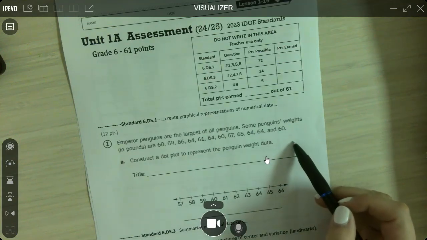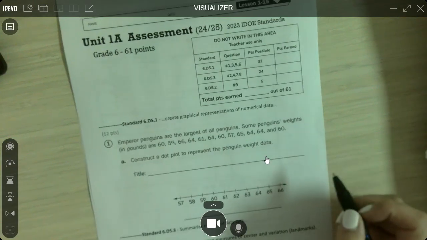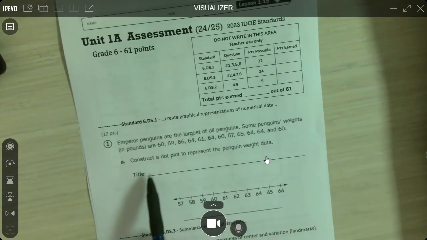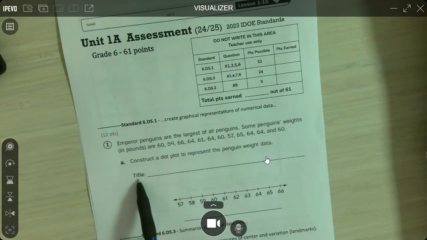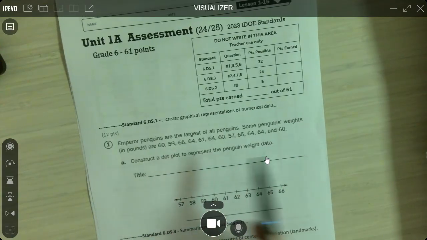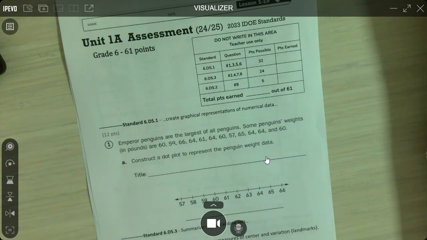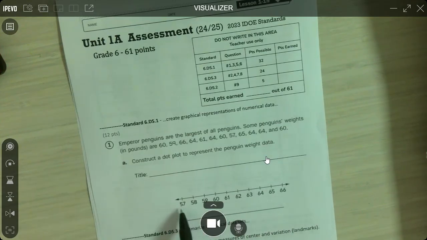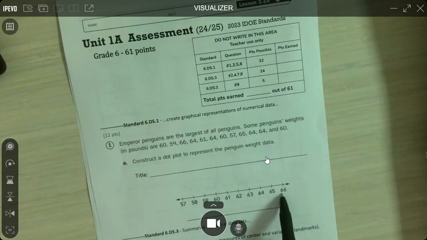So on part A, it wants you to go ahead and construct a dot plot to represent the penguin weight data. On it, you're going to give your graph a title. So think about this data and what it represents about the penguins. Okay, so you're going to give it a title. And then down here on the line, you also need to label what these numbers represent.